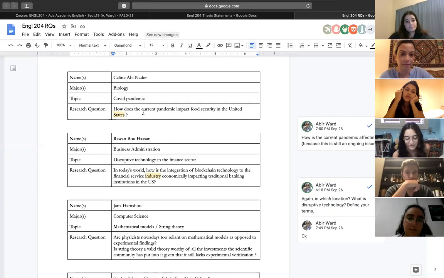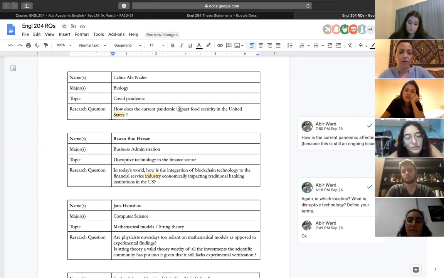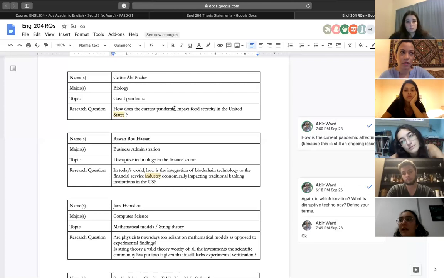And your frame is related to food security, which touches upon the social sciences, so you might not find articles right now because it's still a very, very new subject. It's very new, and we still cannot really assess what the impact is going to be.